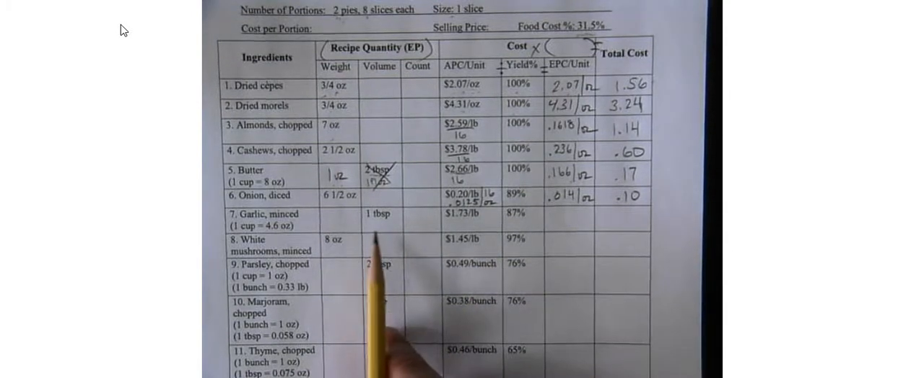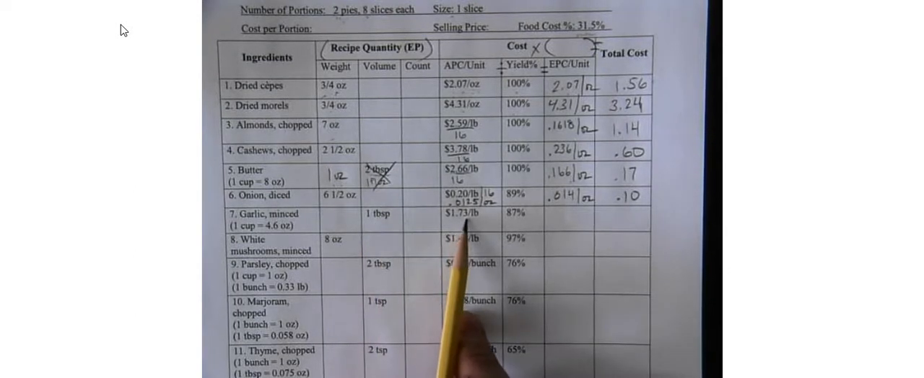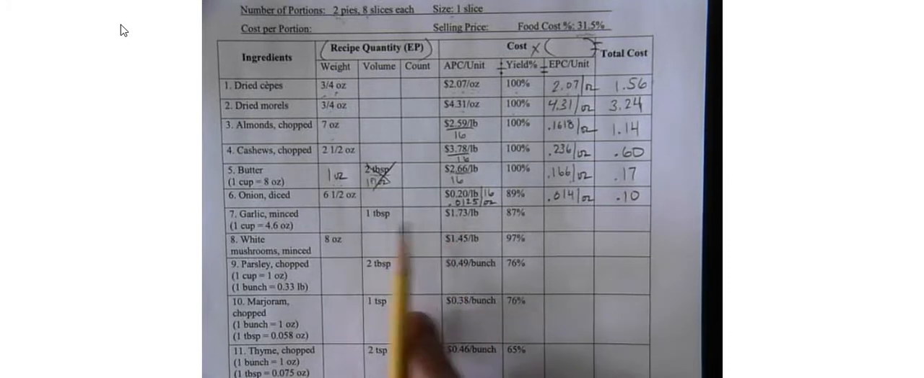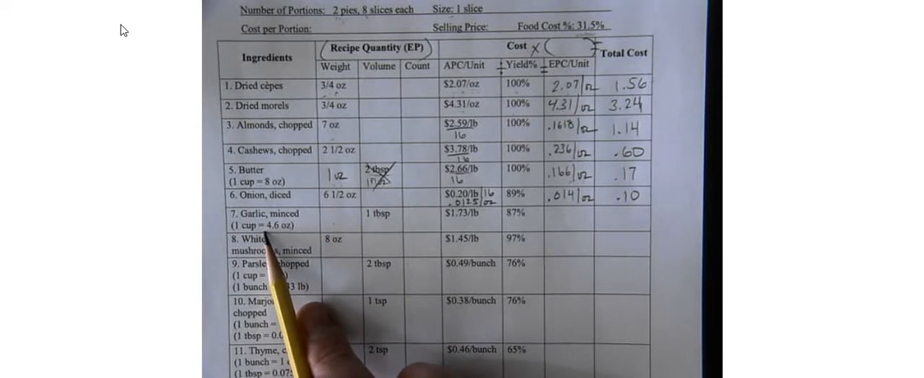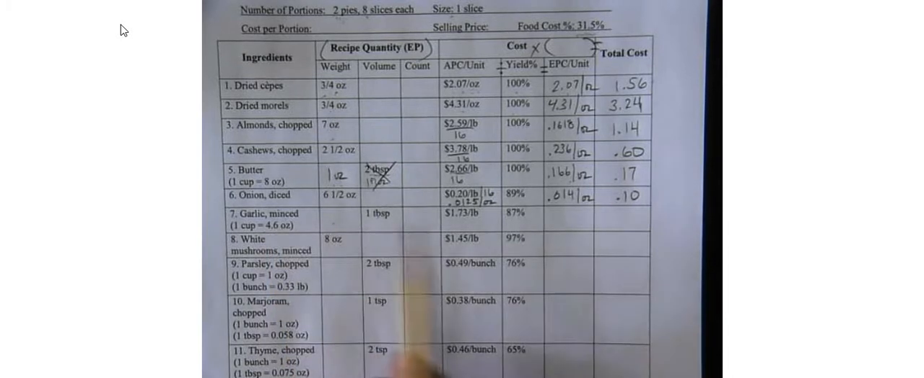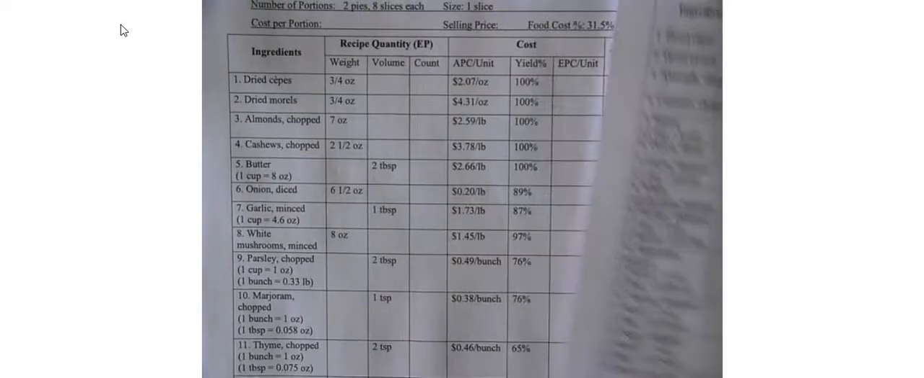Garlic, right? It's measured in tablespoons, volume, purchased by weight, right? I need to get these tablespoons into ounces. And how am I going to do that? Well, I know that 1 cup weighs 4.6 ounces. All right, so I'm going to pull this off to the side here and use a bridge method to do that out.